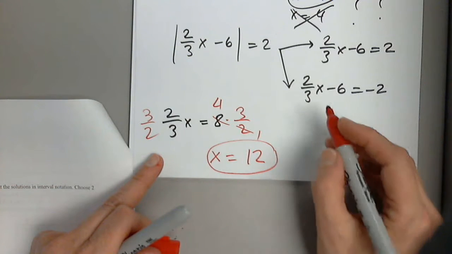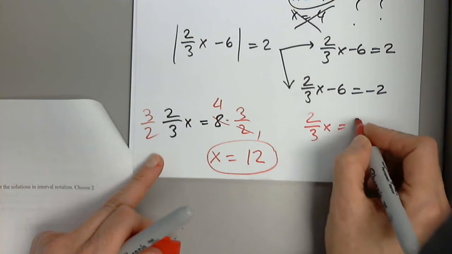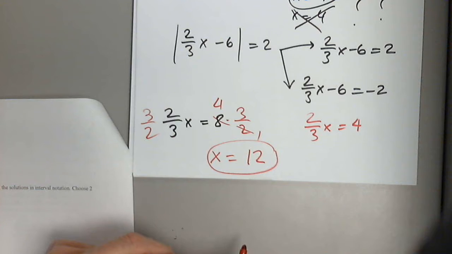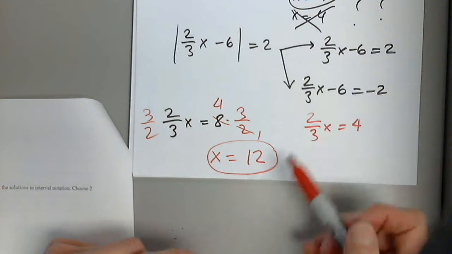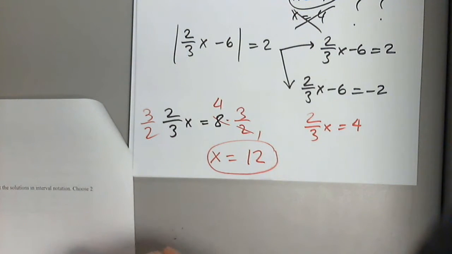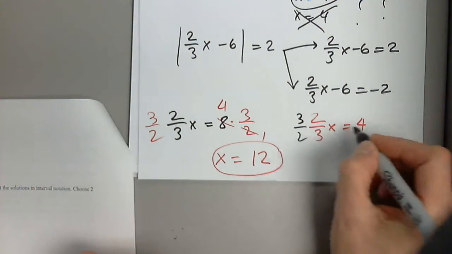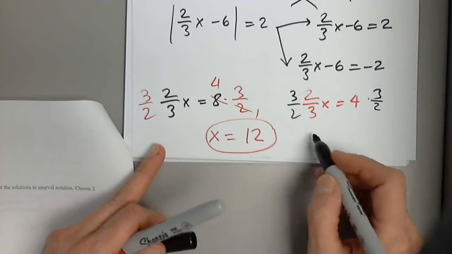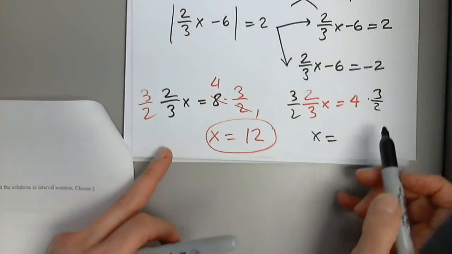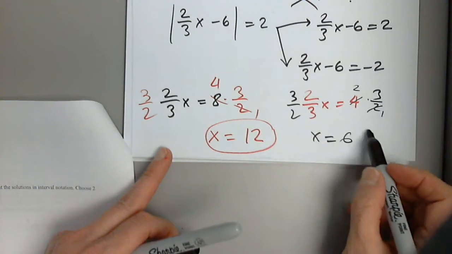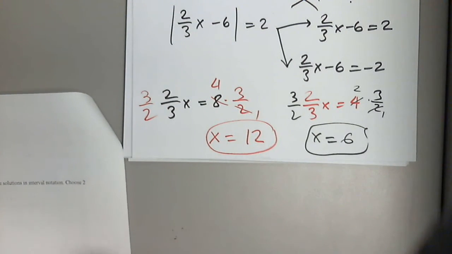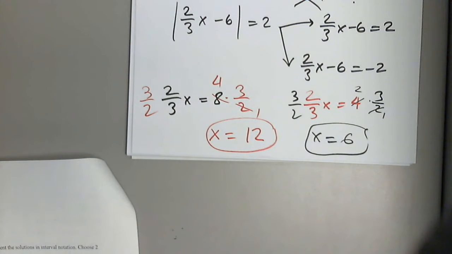Same thing here. I have 2/3 x equals 4. I'm adding 6 to both sides, and I want to get rid of 2/3, multiplying both sides by 3/2. I simplify, and I get 6. So this absolute value equation has two solutions, 6 and 12. You can go back and check. It's not required, it's not part of the solution, but you can always go back and check.